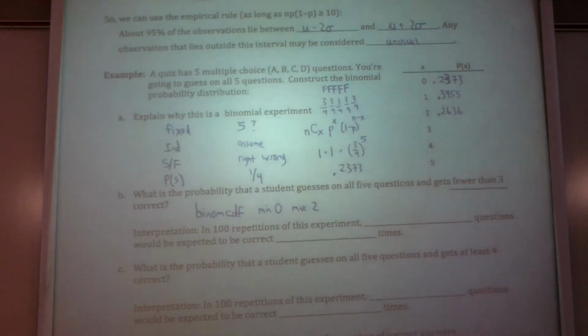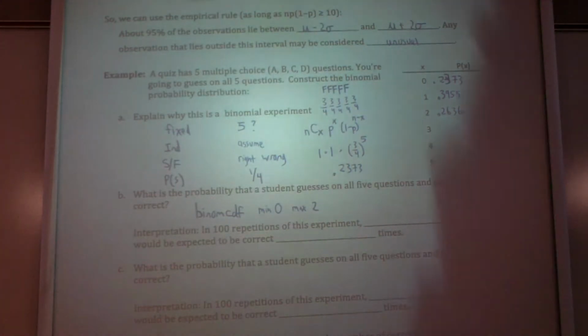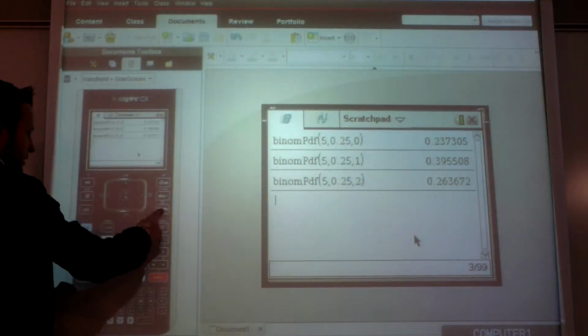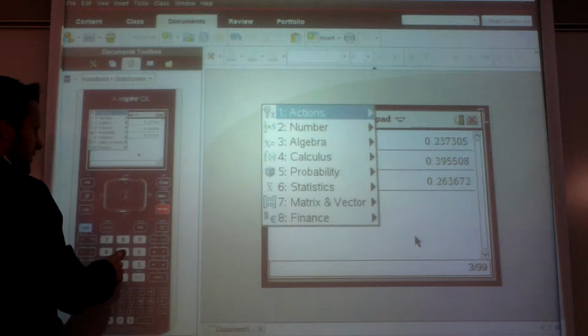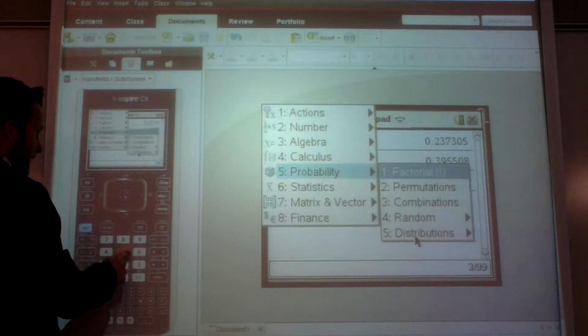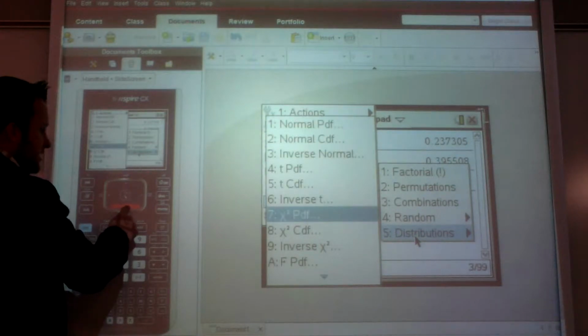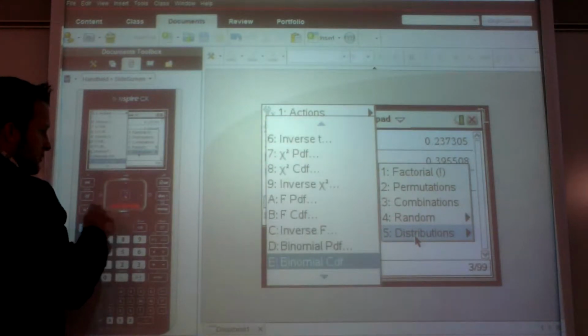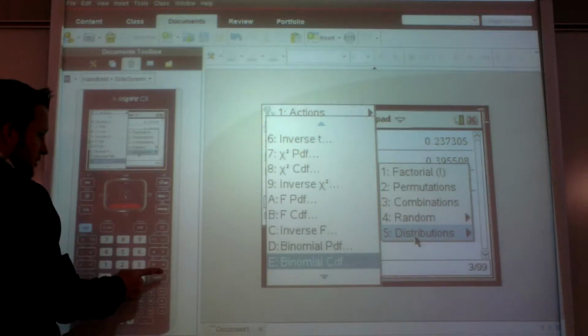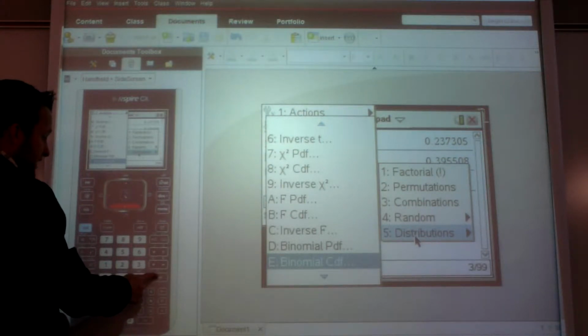Now watch, I could add those up. I'm going to show you how to do this on your calculator and get the same thing. We're going to do this. Go to almost the same spot. We're going to go to Menu. Probability is 5. Distributions is 5. And then all the way down, D was PDF, so I'm guessing E is going to be CDF. And there it is. So Menu 5, 5E.